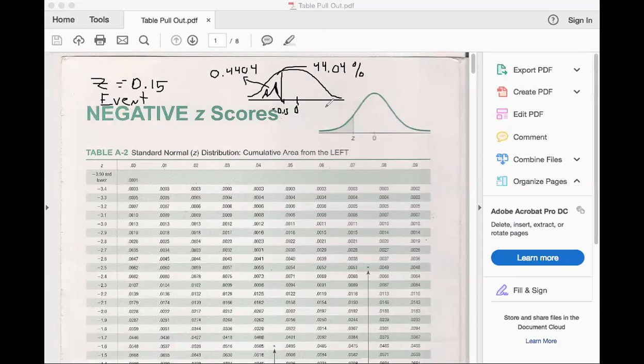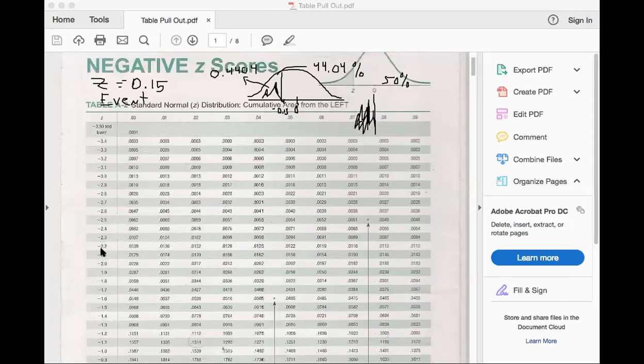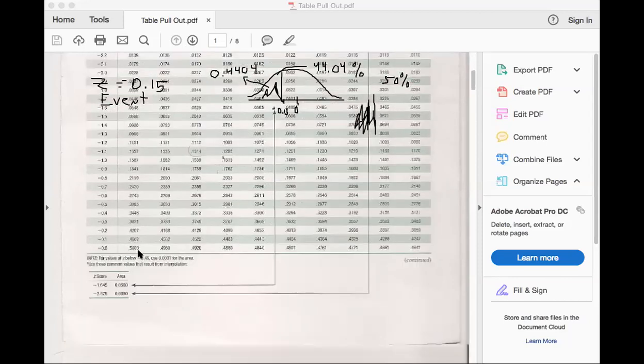If I was dead center at the mean and I colored to the left, 50% of the graph is colored, because I'm at the middle, and that's what the middle means. So if I scroll to the bottom again and go to negative 0.00, you see I get a 0.5.